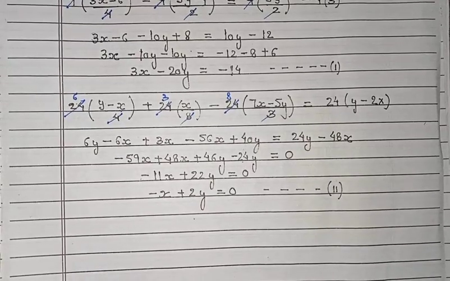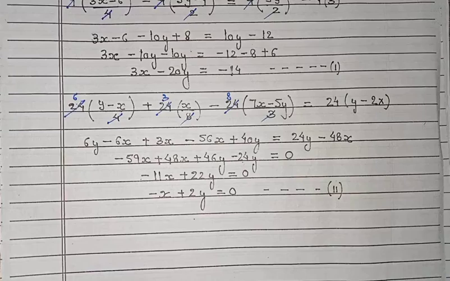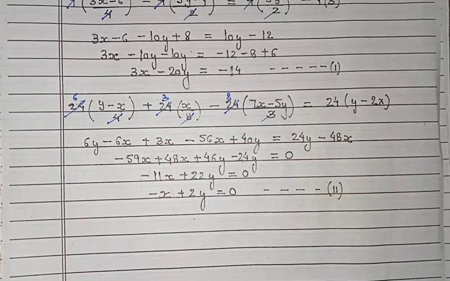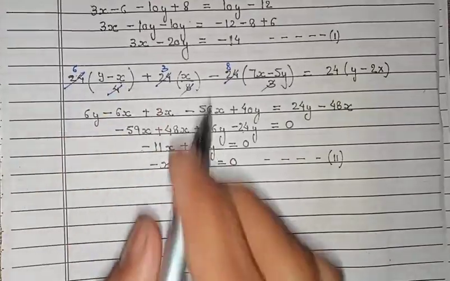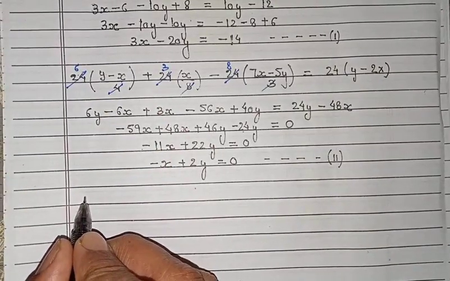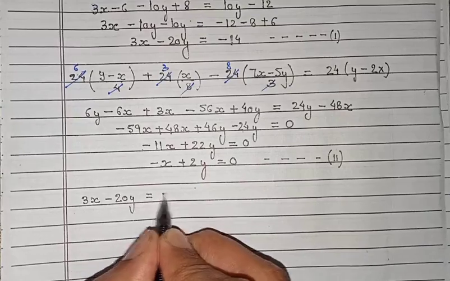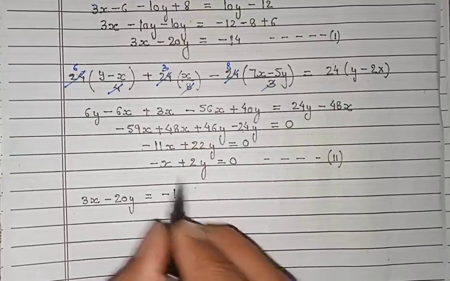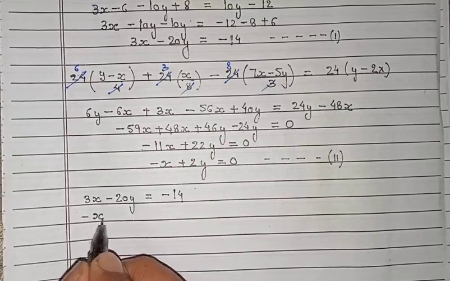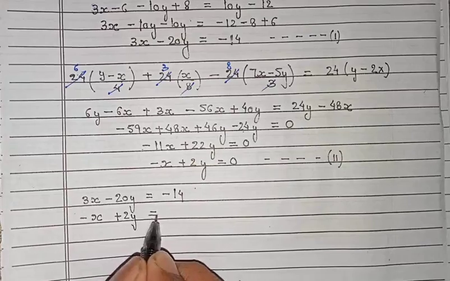Now we know three methods of solving these equations simultaneously. One is the substitution method, one is the elimination by making the coefficients same, and the third one is the cross multiplication method. So you can apply any of these three methods to solve these two equations. So the first equation was 3x minus 20y is equal to minus 14. The second one is minus x plus 2y is equal to 0.